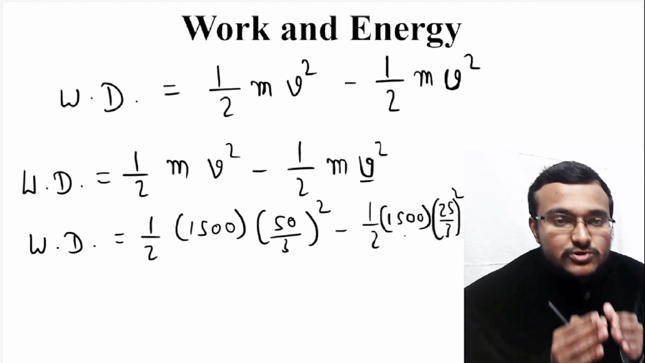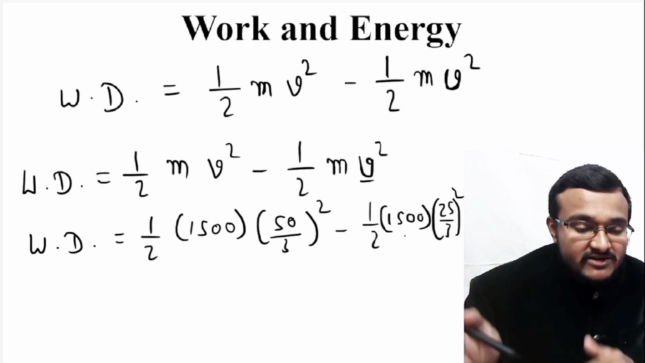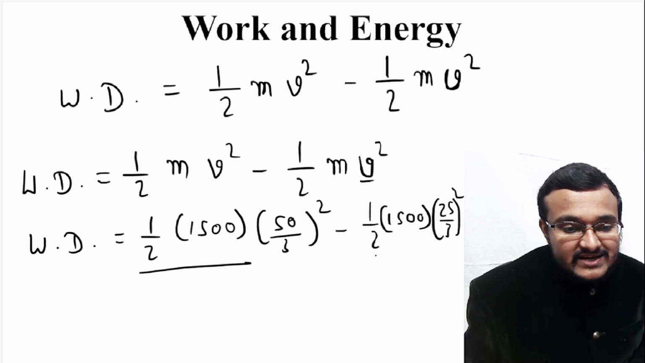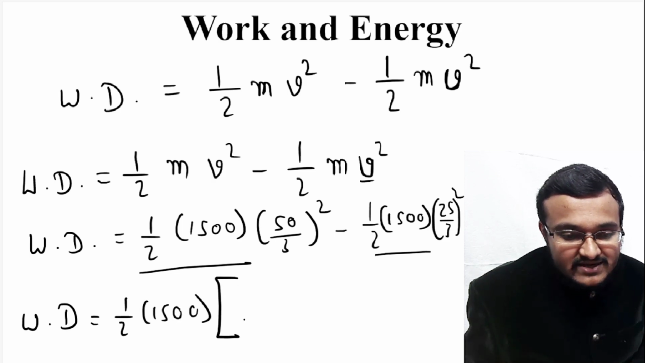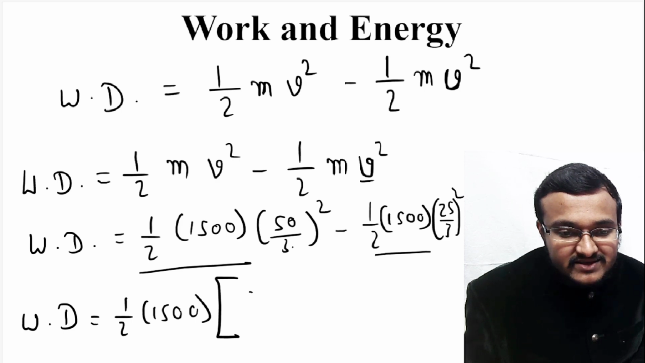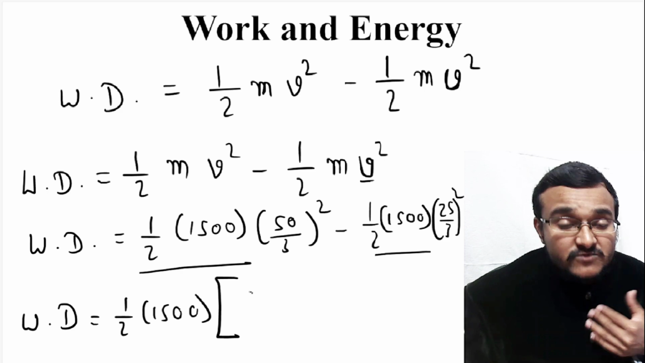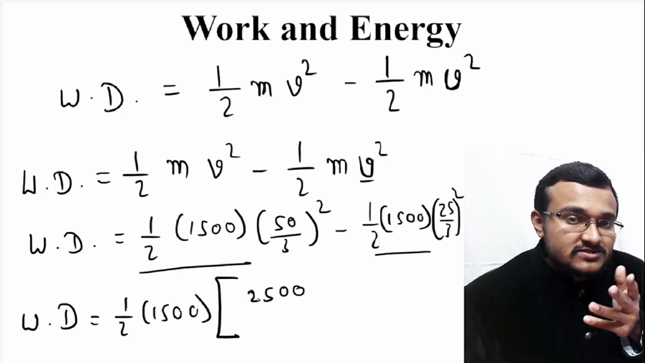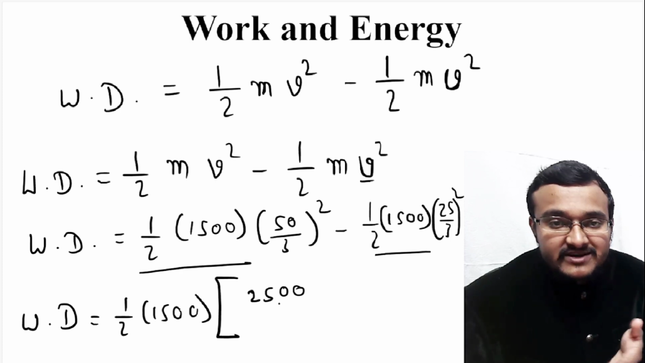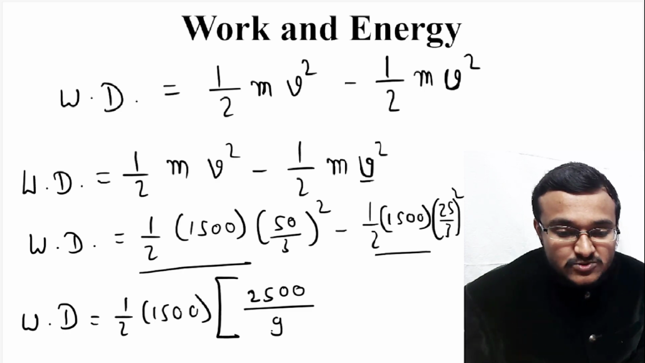So now you have 1 by 2 into 1500 into 50 by 3 whole square minus 1 by 2 into 1500 into 25 by 3 whole square. You can take 1 by 2 into 1500 common in this. So work done is equal to 1 by 2 into 1500. So in the big bracket, you have 50 by 3 whole square. So 50 by 3 whole square means 50 square by 3 square. So 50 square is 5 5s are 25, 2 zeros you have to put because 1 zero is there. When you make square of that, it will become 2 zeros. So 25 followed by 2 zeros. So that is 2500 divided by 3 square. So 3 square is 9.